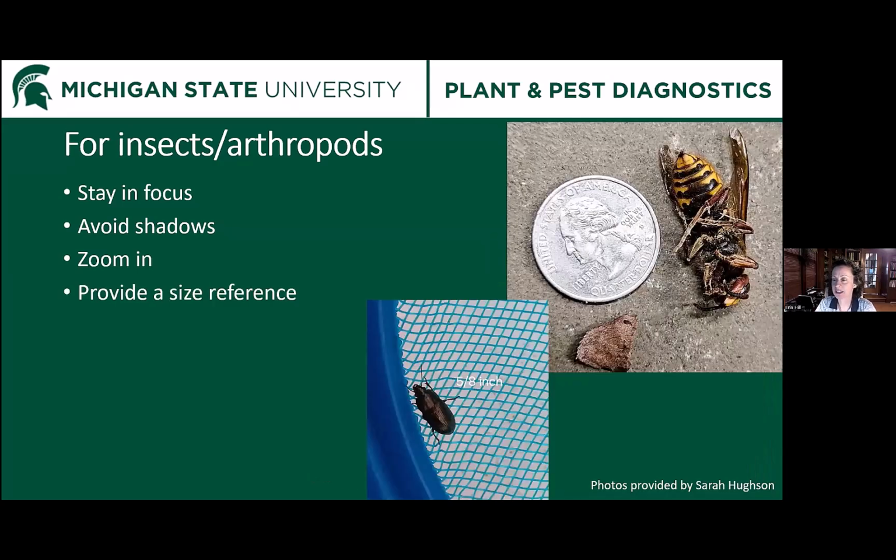Providing something as a size reference. This can be helpful with plants too, but probably more so with insects and other arthropods. You can see here this really nice photo on the top right where somebody put a quarter in the photo. And then the person actually wrote the approximate size of this beetle on the left-hand side. Other things you can use, depending on what the specimen is: pens, other coins, anything you can think of that would be general to give us some kind of size reference.